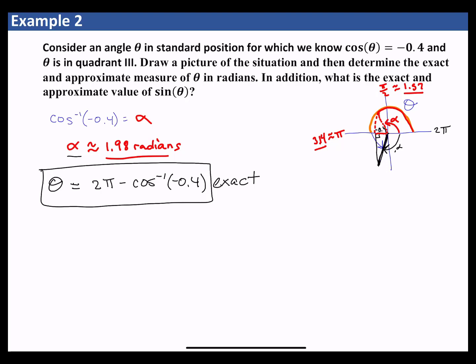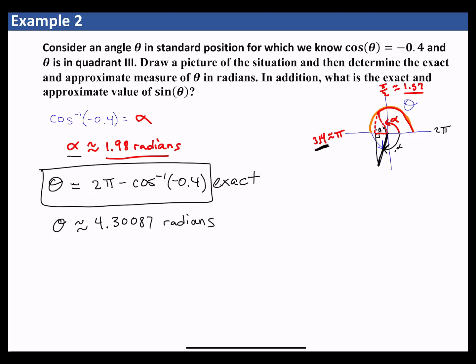And then you could use your computational device and see that theta is approximately 4.30087 radians. And again, 4.3, that's bigger than 3.14, so that makes us a little comfortable that we're probably in the third quadrant there. All right, lastly, in this problem we were asked, what is the exact value and the approximate value for the sine of theta?